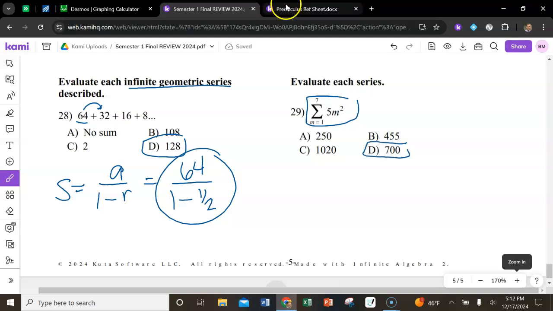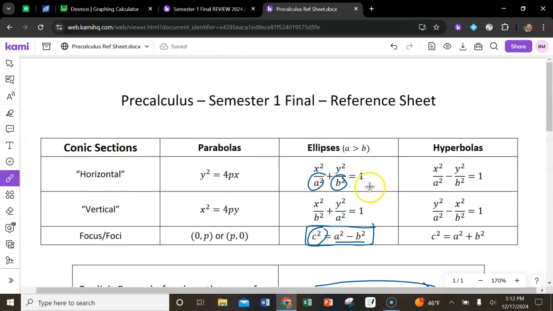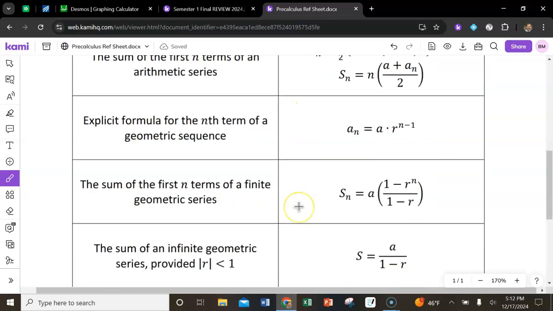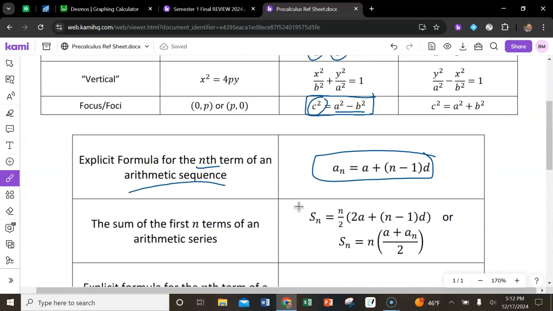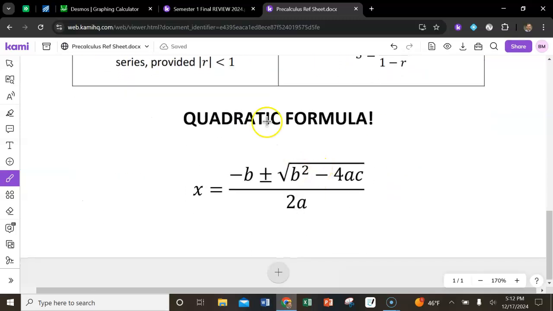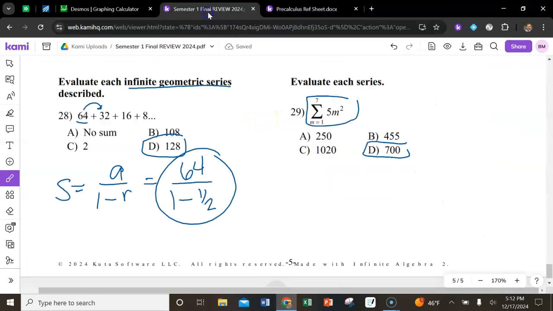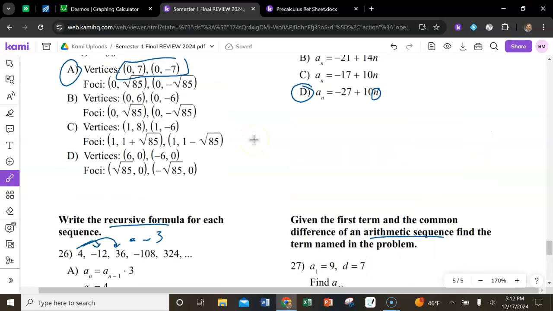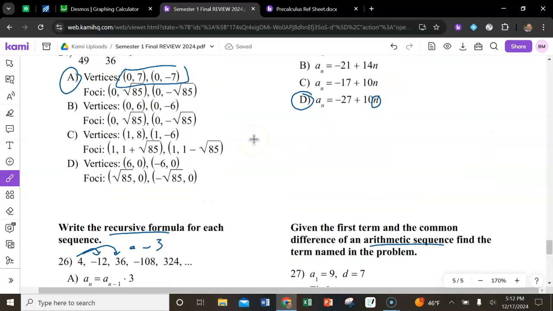Okay. So again, on your reference sheet, you're going to get some stuff about conic sections. I hit on that just a little bit, but there's some stuff there that you could use if you needed to. You've got formulas for sequences and series that we just did, and then you have the quadratic formula. Okay, that's what you'll be given. It will be 30 questions, all multiple choice, Scantron. Hopefully things go well for you. If you have questions between now and your final, come see me.